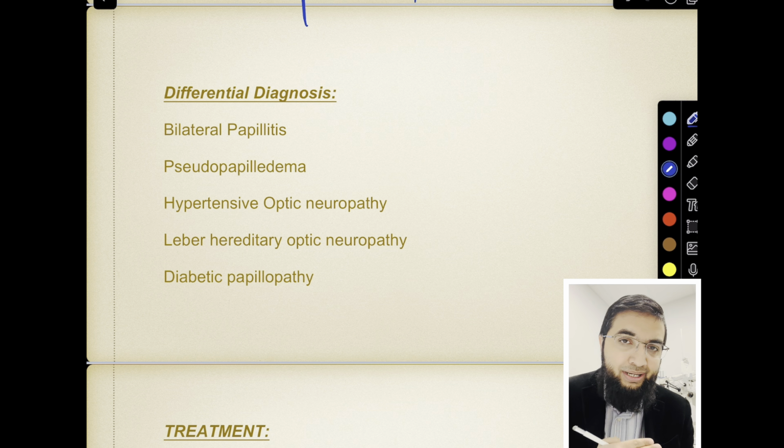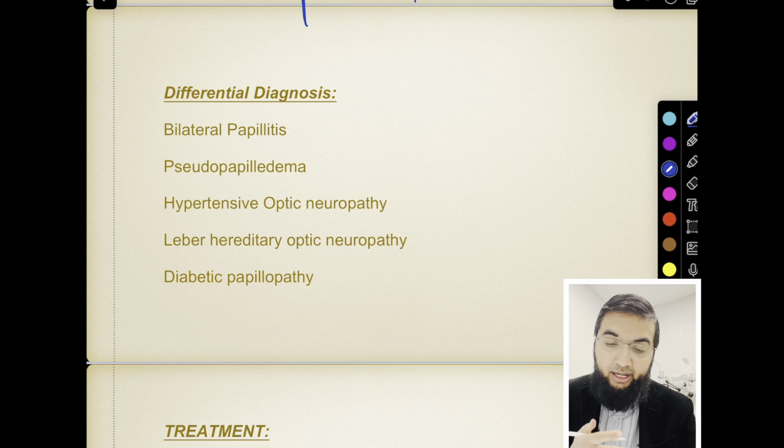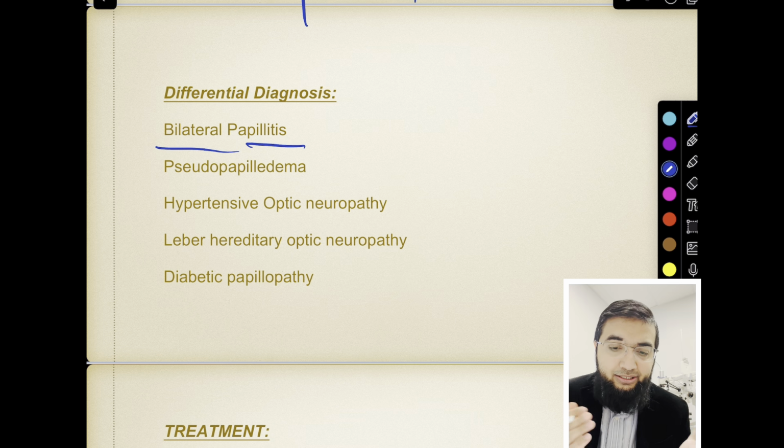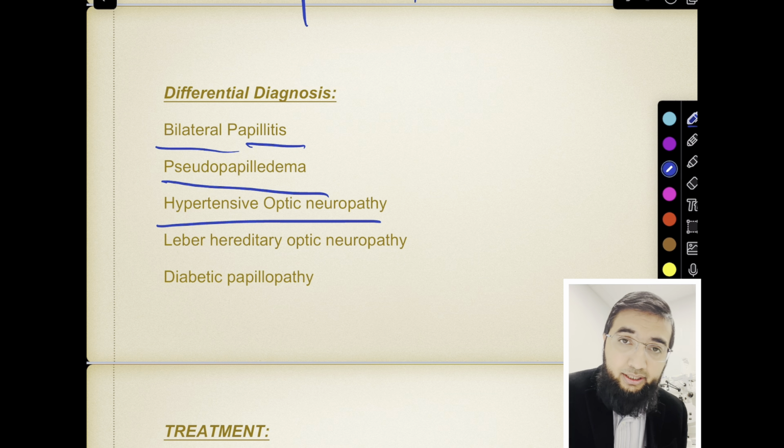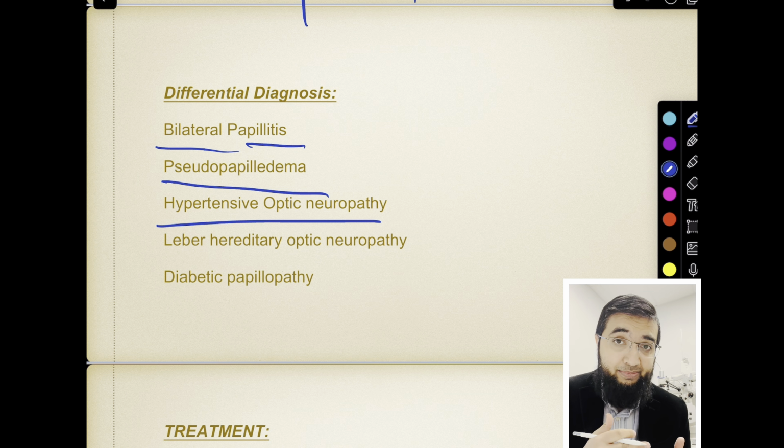That's why we did so much testing for our patient, including MRI. So bilateral papillitis, the nerve infection in both eyes, could be like that. Pseudopapilledema could be like that. Hypertensive optic neuropathy could also present similarly. And this patient had high blood pressure.